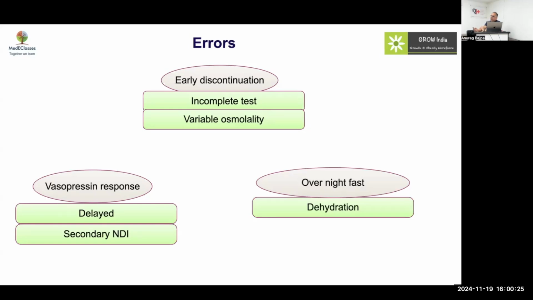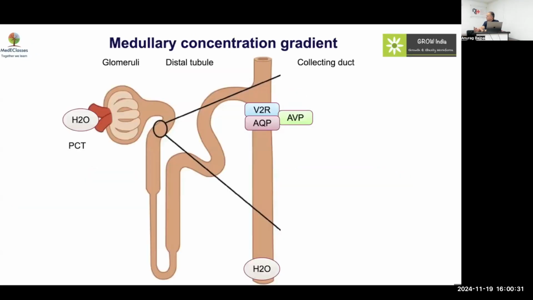Overnight fast should be avoided, particularly with severe polyuria, to avoid dehydration, which may be life-threatening. Now, very importantly, we have discussed that AVP plays a vital role in regulating the 2% water which is reabsorbed in the collecting duct. Another important process is the medullary concentration gradient.